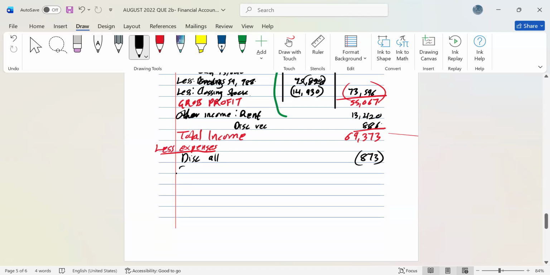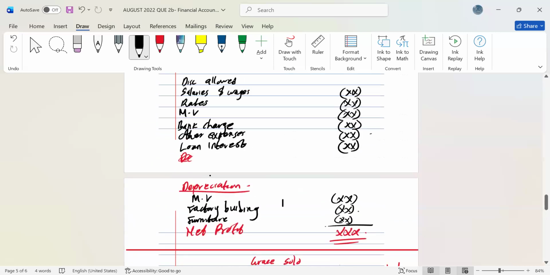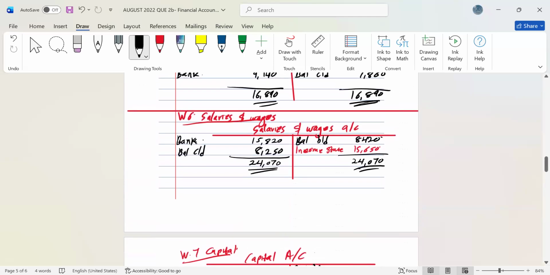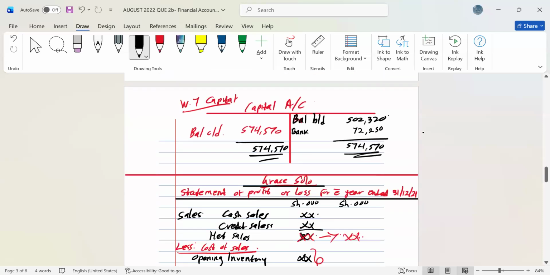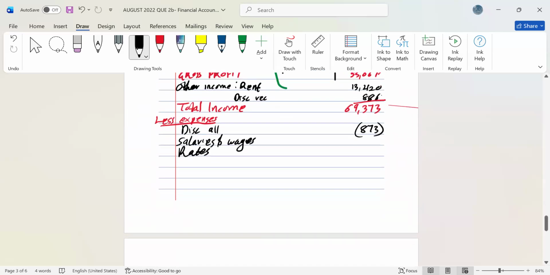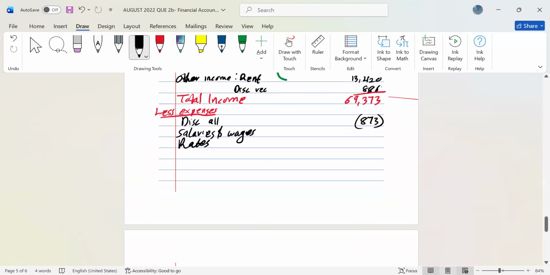Salaries and wages. From our workings, how much was it? Salaries and wages. Also rates. From our workings, how much was it? Salaries and wages, let's go and check. It was 15,650, right? This one. 15,650. We bring it here. 15,650 in bracket.